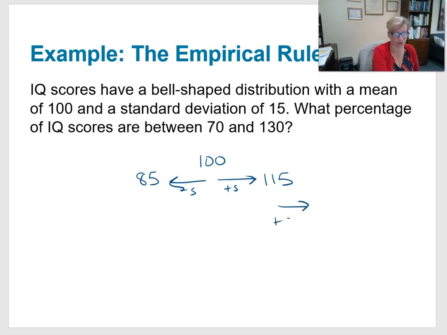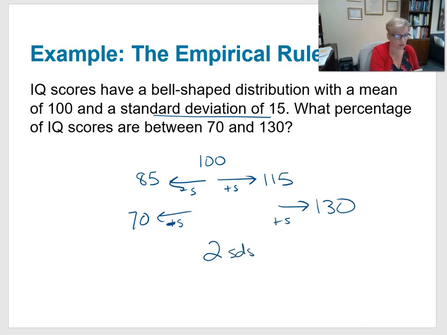1 more standard deviation, so now we're 2 standard deviations away. Let's do the subtraction: 85 minus 15 would give us 70. And 115 plus another 15, because that's our standard deviation, would give me 130. So that's what I'm talking about here. 70 to 130 is 2 standard deviations from the mean.